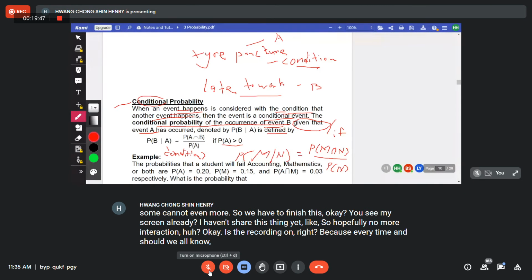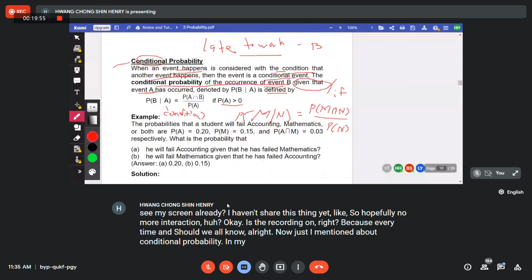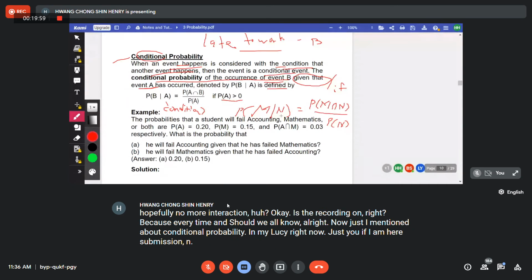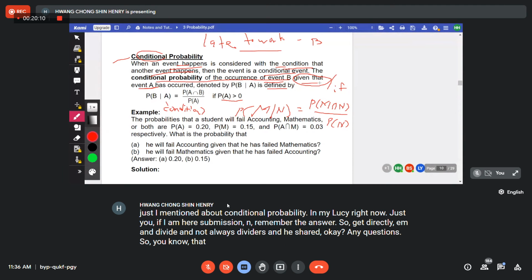All right. Now, just now I mentioned conditional probability. See my notes here, right? Just now I asked you, if I am here, condition N. Remember the N is the condition, so we have to write P(M and N) divided by P(N). Always divide by the condition. Any questions? So you know that given that means the event will be your condition, at the right hand side.